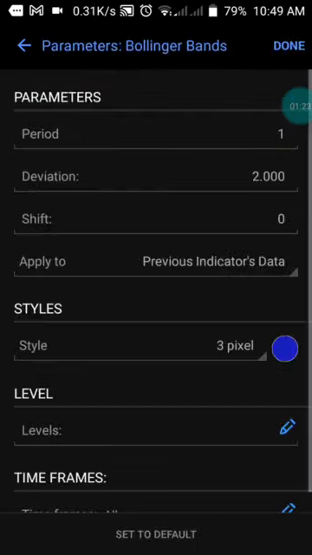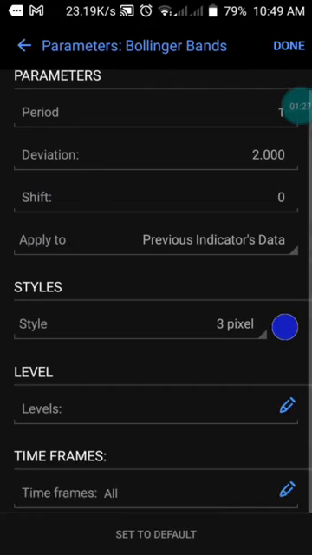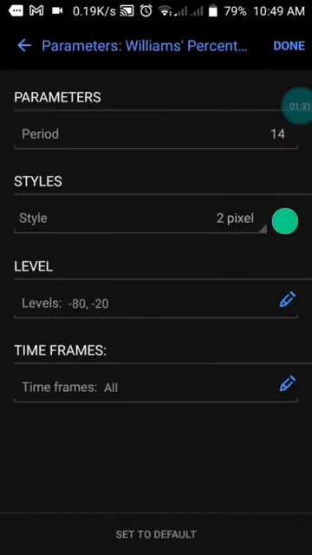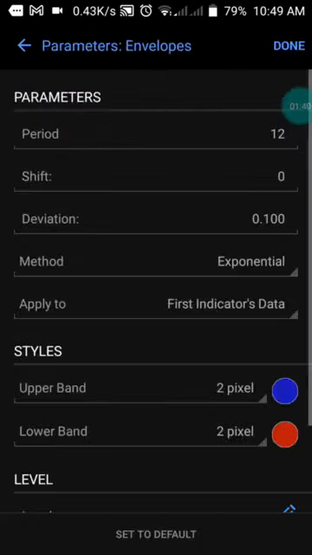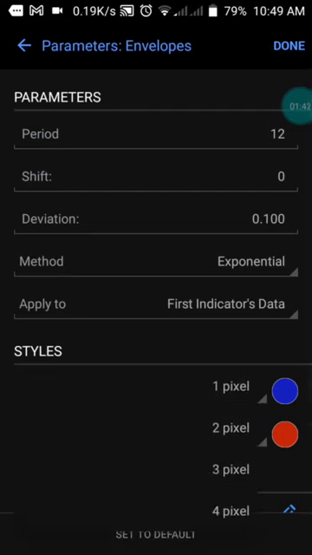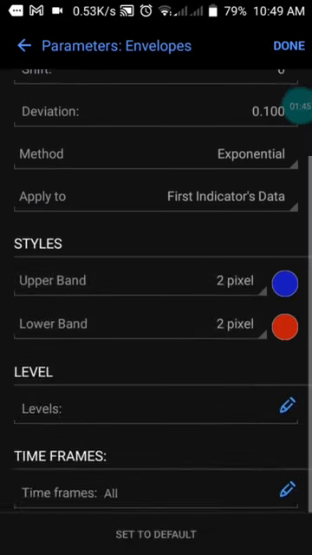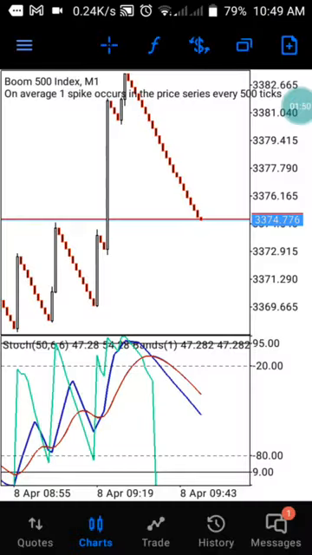And I have the second one, which is the Bollinger Bands. Just screenshot it, then press done. You see I don't have any level here, then press done. I have the Williams Percent Range. Just screenshot it. I have the two levels here, which are negative 80 and negative 20. Then press done. And I have the envelope, which is the last one here. Just screenshot it so that you guys can have it, then press done. So when you do this, you have the same chart the way I have it on your phone.